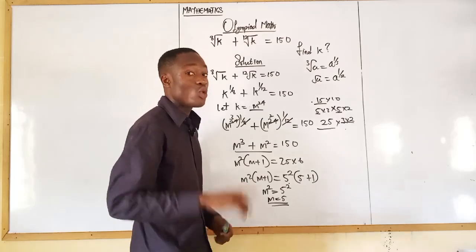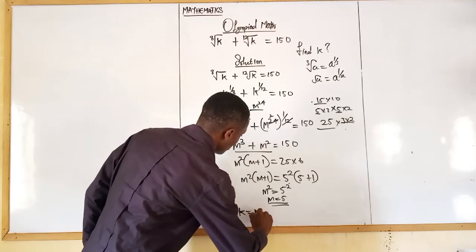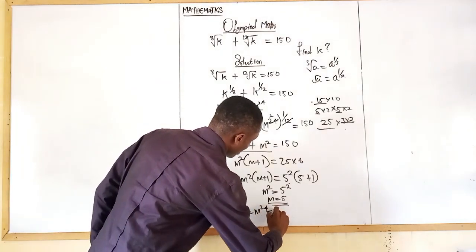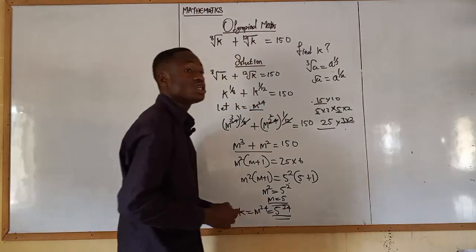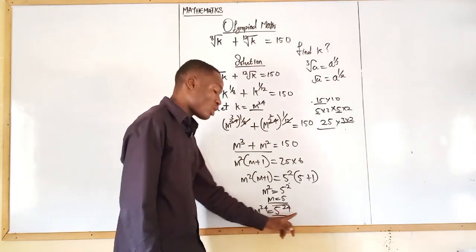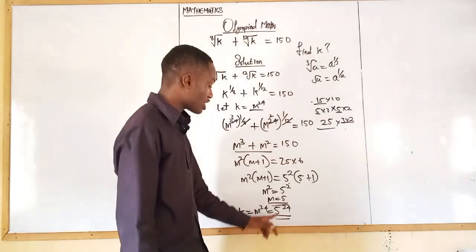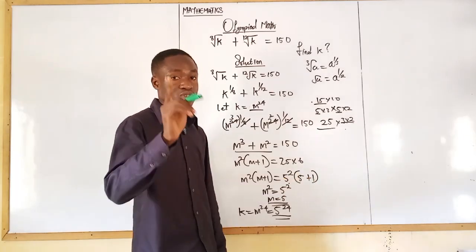But that's not our answer. We are asked to look for k. So k is equal to m to the power of 24, meaning that k is equal to 5 to the power of 24. Substituting this value into this equation gives you the correct answer. I wouldn't express it in a normal number because it's a very huge number to express. 5 to the power of 24 is more than a trillion. So I won't advise you to do that.